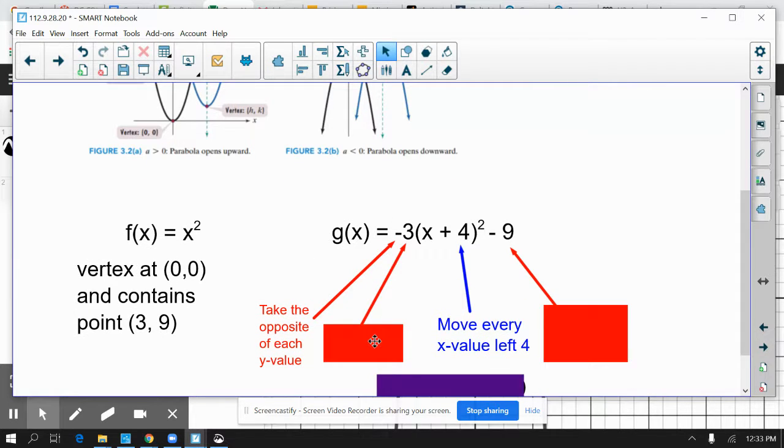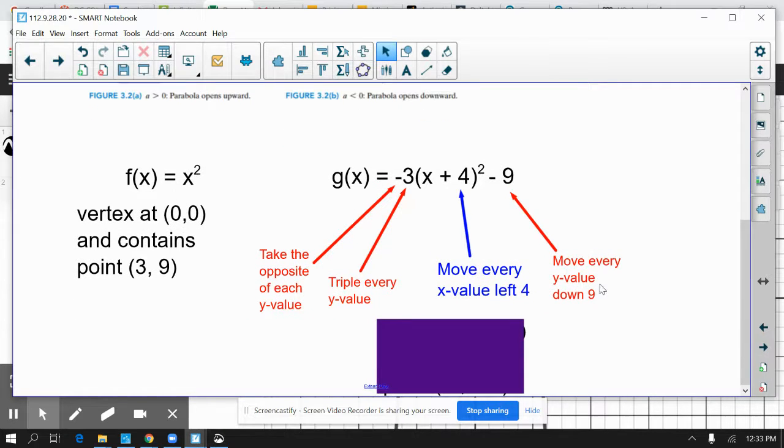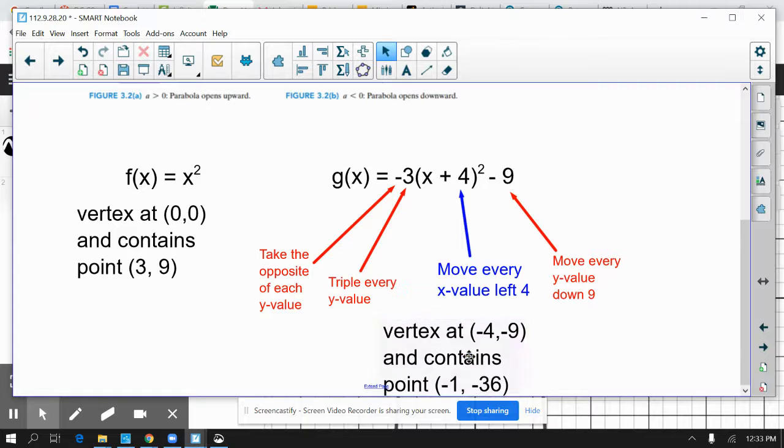The 3 multiplies all the y values by 3. So it gets stretched vertically. And then last, this subtracts 9 from all the y values. So you put them all together, the vertex would now be -4, -9. You could see it in here. So this is to the left 4, and this is down 9. So the vertex is -4, -9.